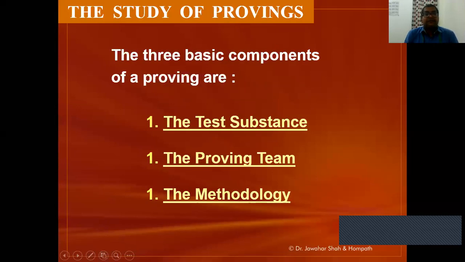The three basic components of drug proving are the testing substances, the proving team, and the methodology. Okay, three things are important. First is the testing substances, then the proving team, and then the methodology. Everything will go in this sequence. You have to know about the testing substances, about the proving team, what the content of this team is, who will be there, and the whole process, the methodology.